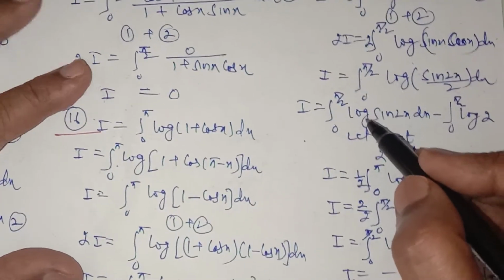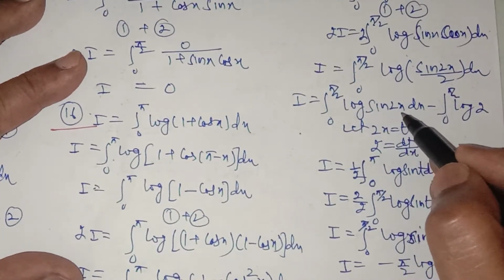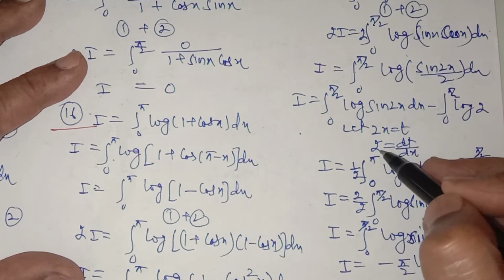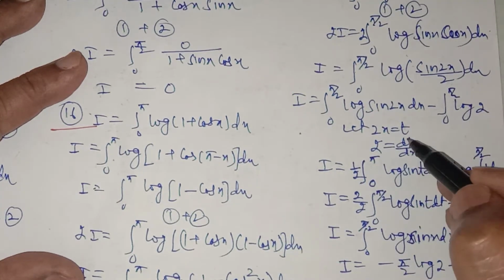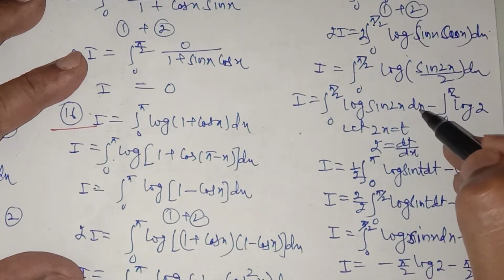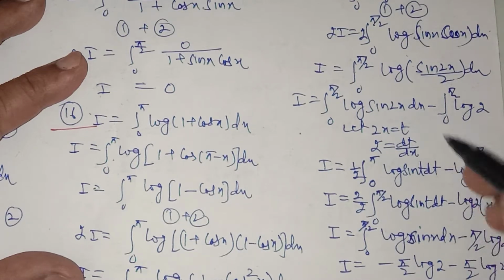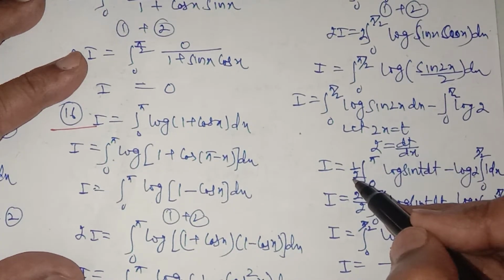Now see it very carefully. Let 2x be equal to t. So dt upon dx is equal to 2, so dx will be equal to dt upon 2. So in place of dx it is dt upon 2, and dt upon 2 is here.